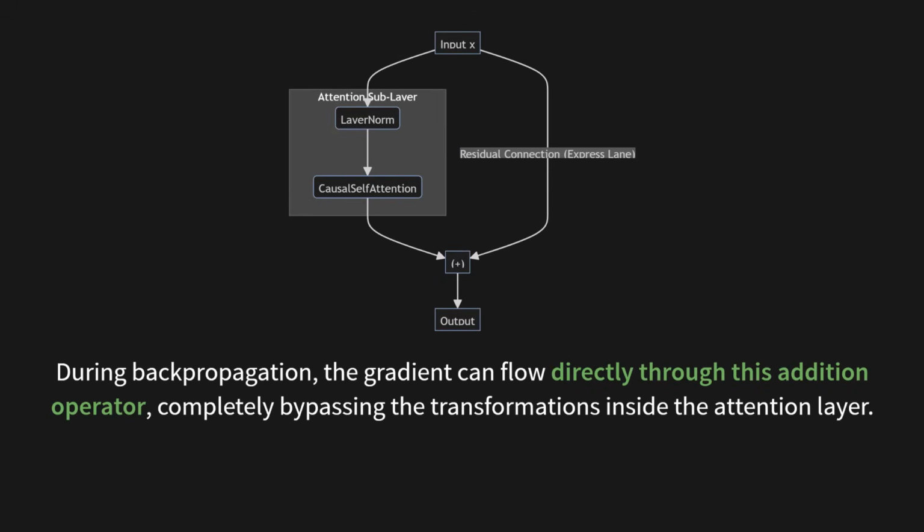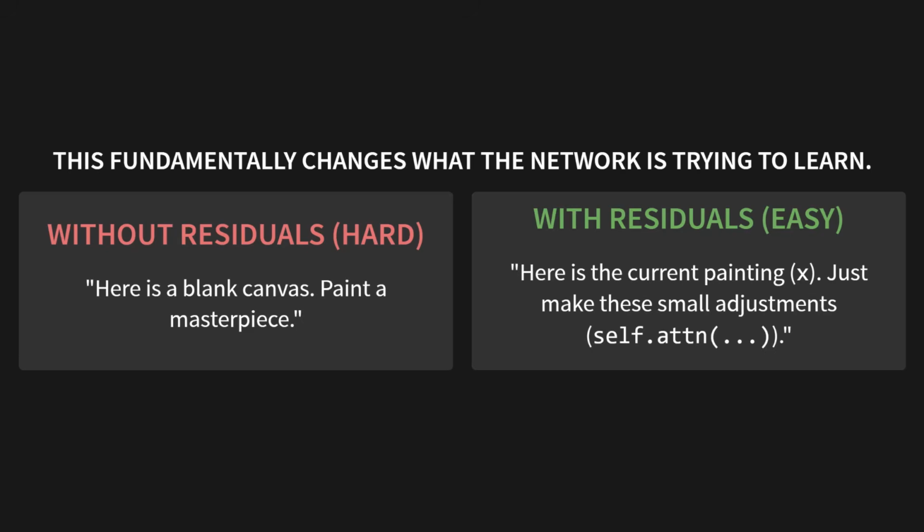During backpropagation, the gradient can flow directly through this addition operator. It completely bypasses all the transformations inside the attention layer. It's an uninterrupted highway for the gradient to travel back in time. This fundamentally changes what the network is trying to learn. Without residuals, you're telling the network, here is a blank canvas, paint a masterpiece. Good luck with that. With residuals, it's easy.